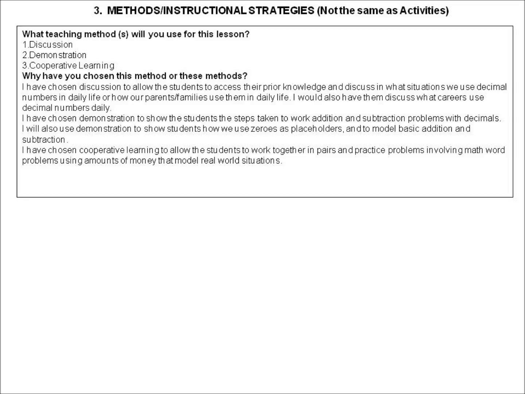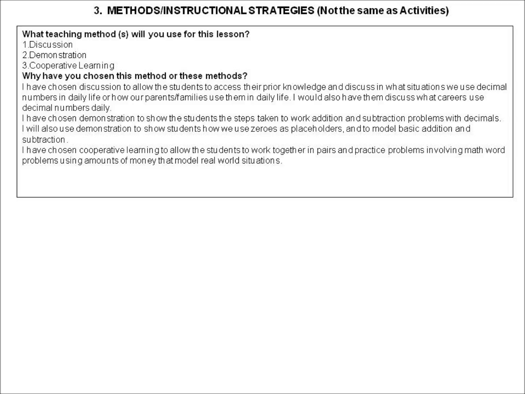I've chosen cooperative learning to allow the students to work together in pairs and practice problems involving math word problems using amounts of money that model real-world situations. Buying gas is something they know that their families do on a regular basis. Also, going to the grocery store or maybe going out for dinner.